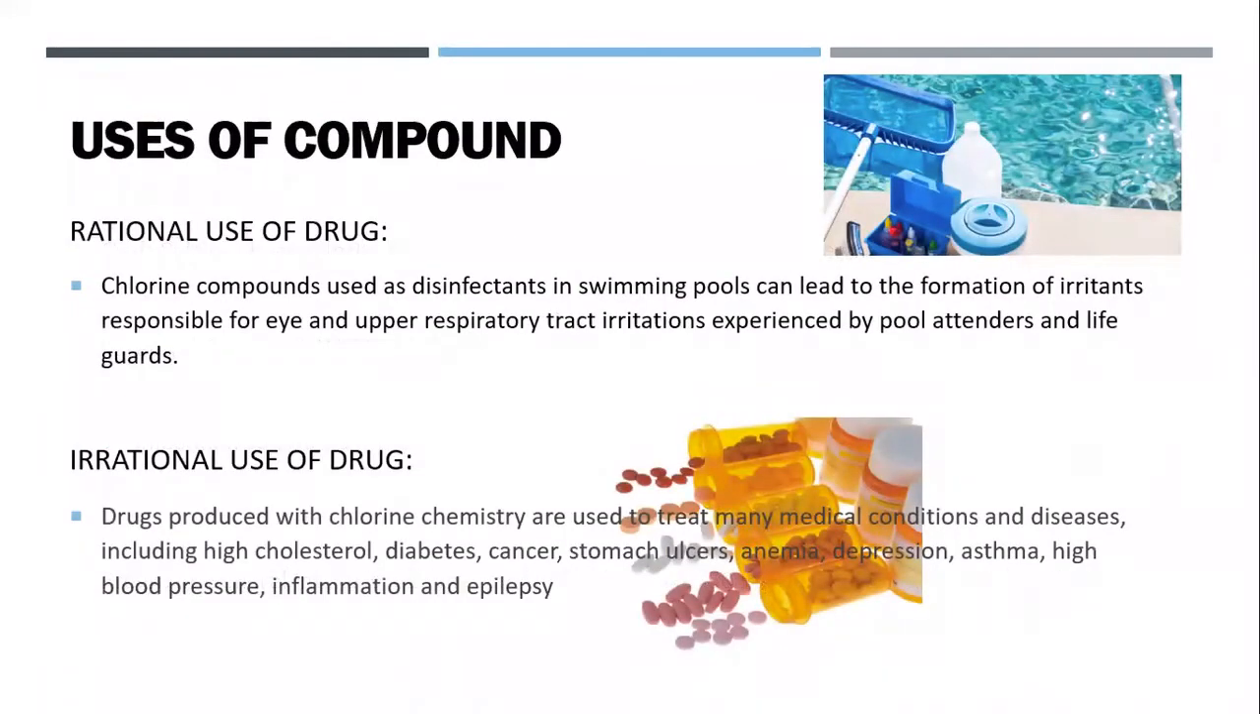Now moving forward to uses of the compound. Rational use of drug: chlorine compound used as a disinfectant in swimming pools can lead to the formation of irritants responsible for eye and upper respiratory tract irritation experienced by pool attendants and lifeguards. Irrational use of drug: drugs produced with chlorine chemistry are used to treat many medical conditions and diseases, including high cholesterol, diabetes, cancer, stomach ulcer, anemia, depression, asthma, high blood pressure, inflammation, and epilepsy.